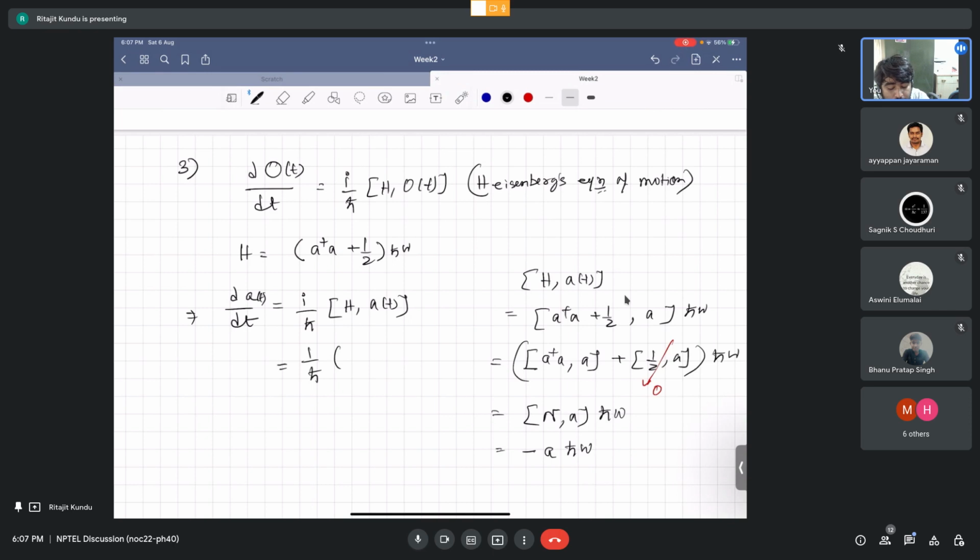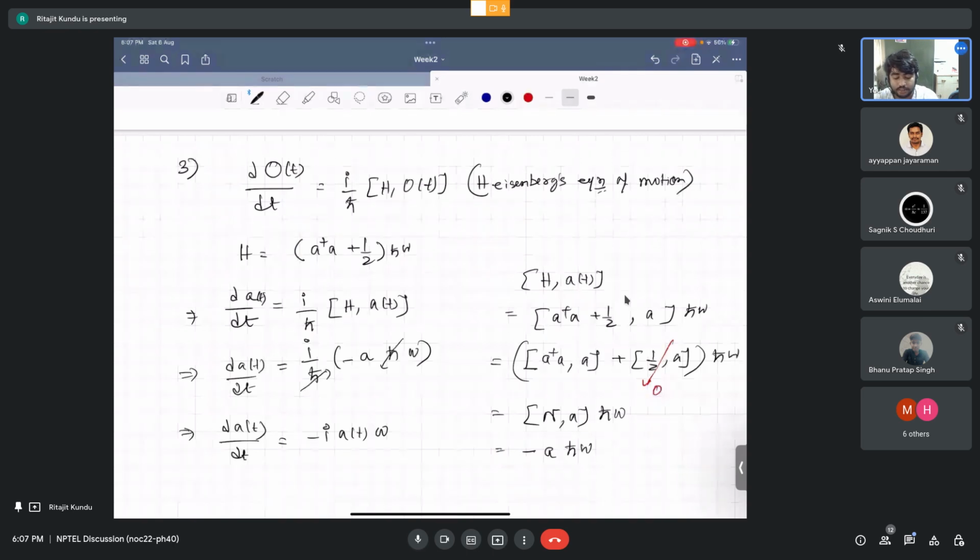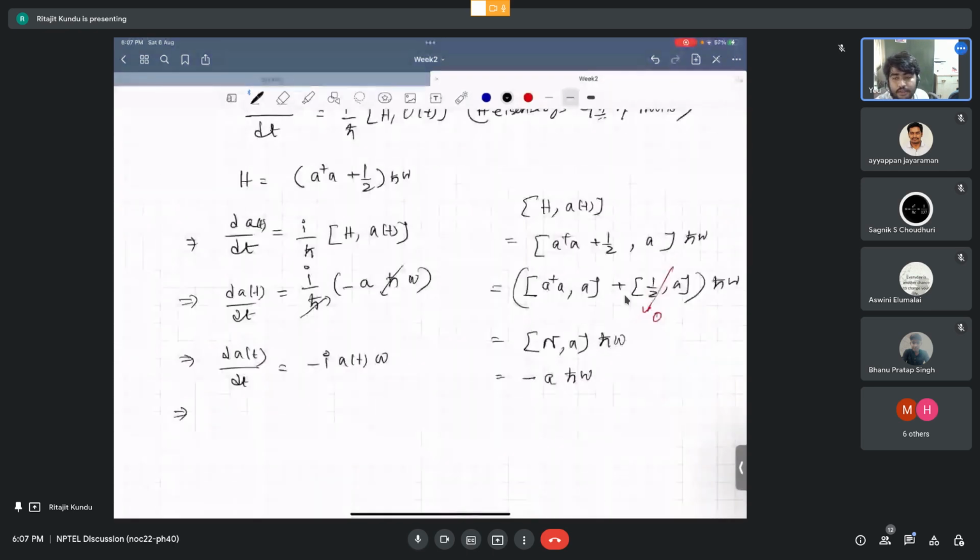So this is given by minus A h-bar omega. So h-bar and h-bar cancel from here, so we're left with this equation. Okay, so let me write this thing clearly for you. This is minus i A omega. Okay, so can anybody tell me what is the solution of this differential equation? So anybody?